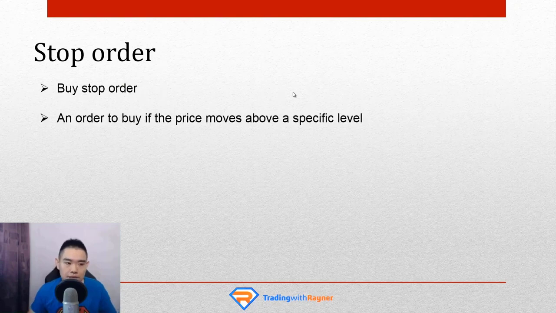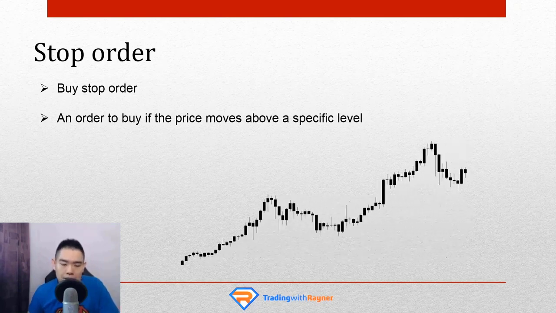So this in essence is an order to buy only if the market moves above a specific price level. So you might be thinking, what does that mean? So again, I can give you an example. Let's say it's trending higher. It goes up, pulls back, goes up, pulls back, and it's starting to go up.